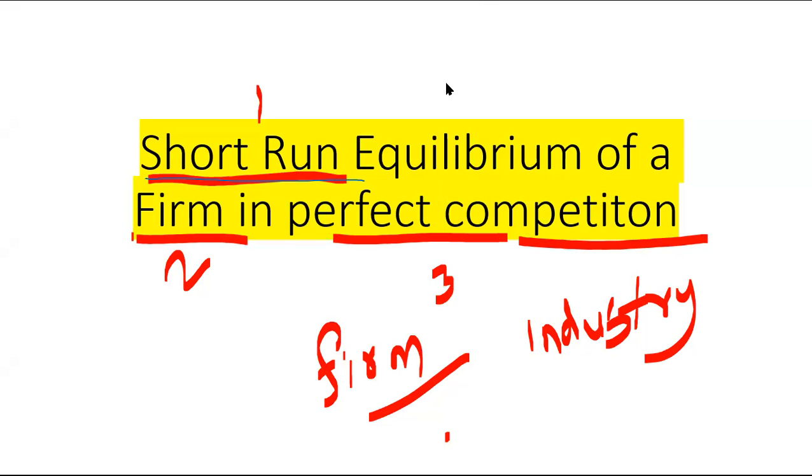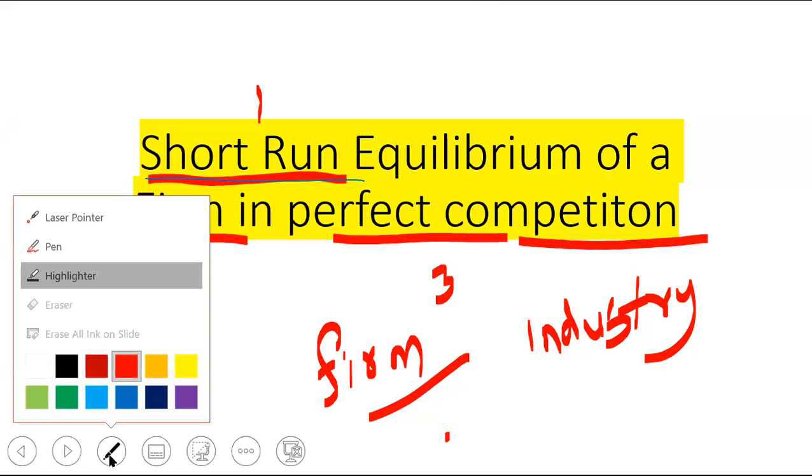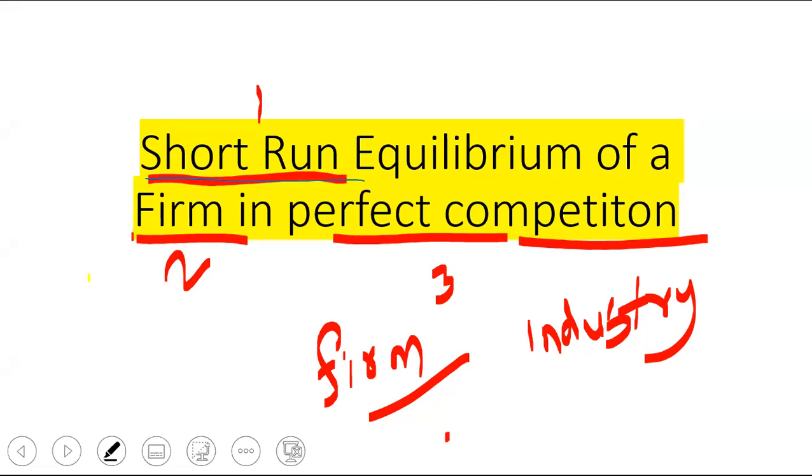Yes. We are going to explain this, take down the question. Short run equilibrium of a firm in perfect competition. What is the question? Explain short run equilibrium of a firm in perfect competition. Here you have to mark: first is short run, second is firm, third is perfect competition. You have to keep these three points in mind. I'm repeating. First is short run, second is firm, third is perfect competition.